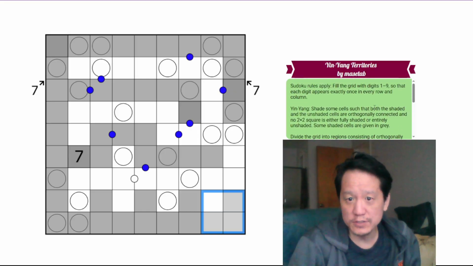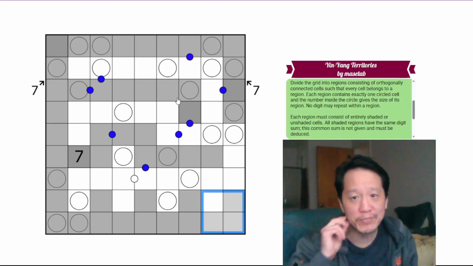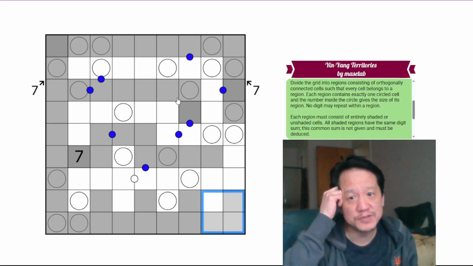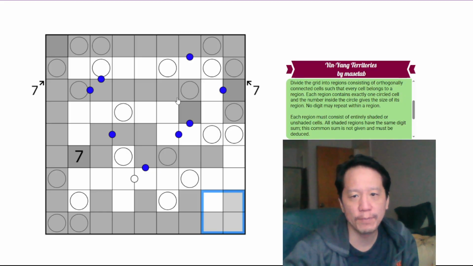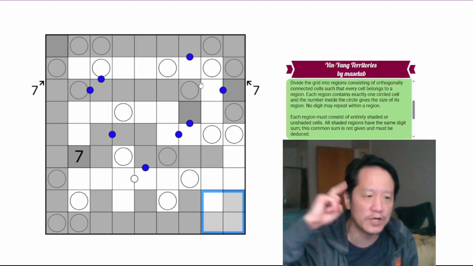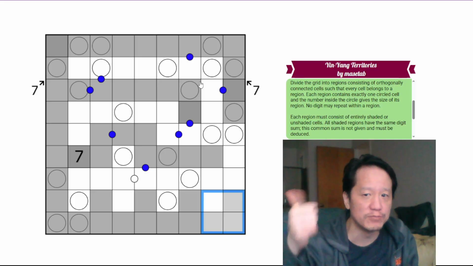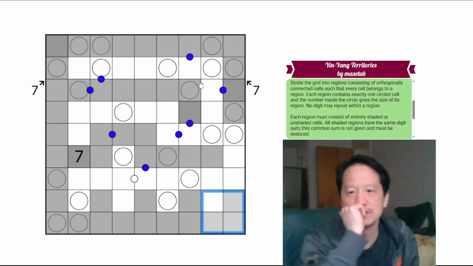We also need to divide the grid into regions consisting of orthogonally connected cells, such that every cell belongs to a region. Each region contains exactly one circled cell, and the number inside the circle gives the size of its region, and no digit may repeat within a region. In addition, each region must consist of entirely shaded or unshaded cells. And all shaded regions have the same digit sum, and this common sum is not given and must be deduced.